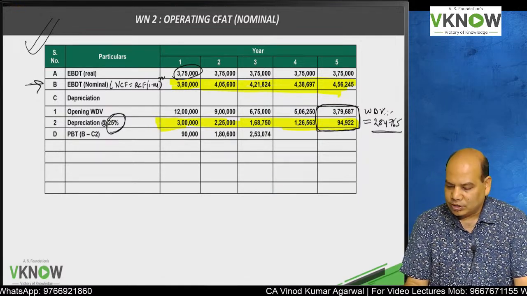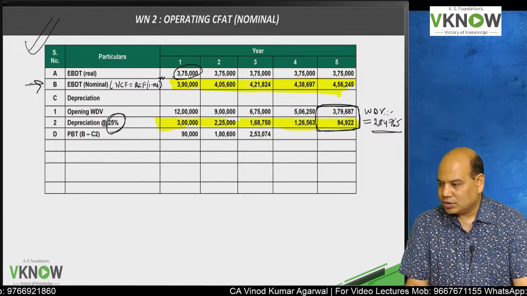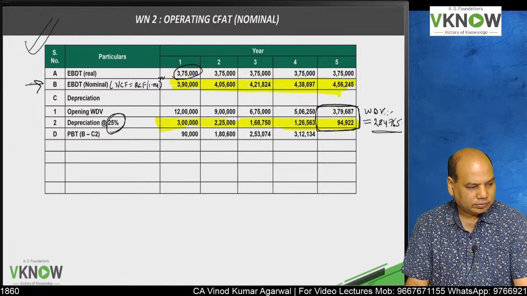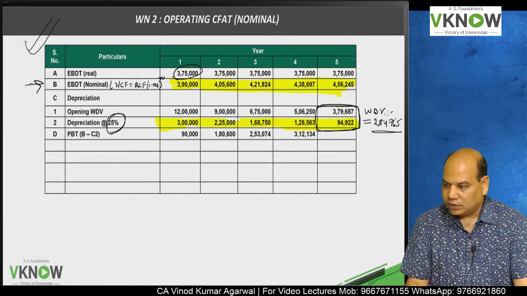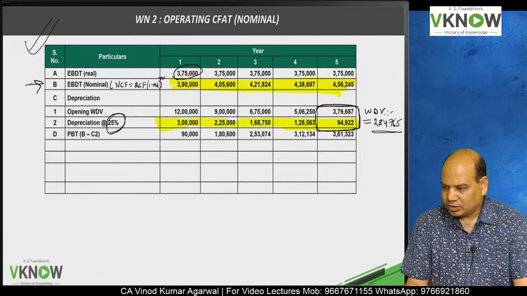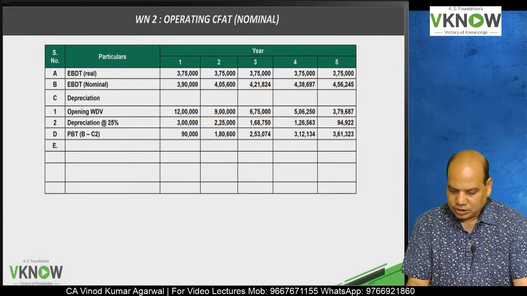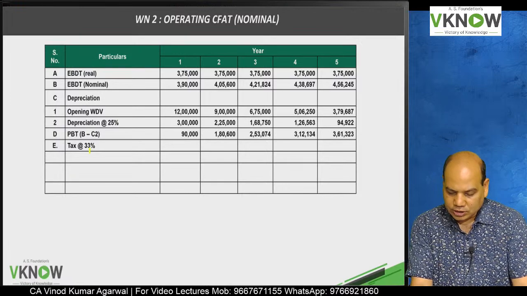Move ahead. Next one. 253074. Is it right? Go ahead. Next one. 312134. Next one. 361323. Tax at the rate 33%.